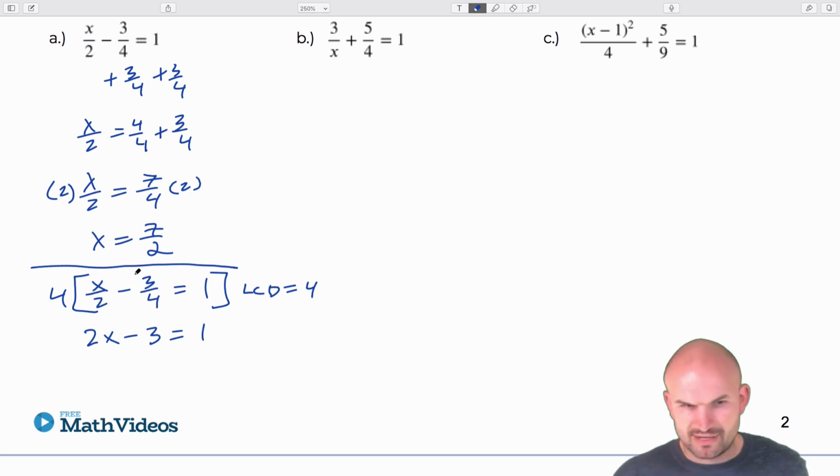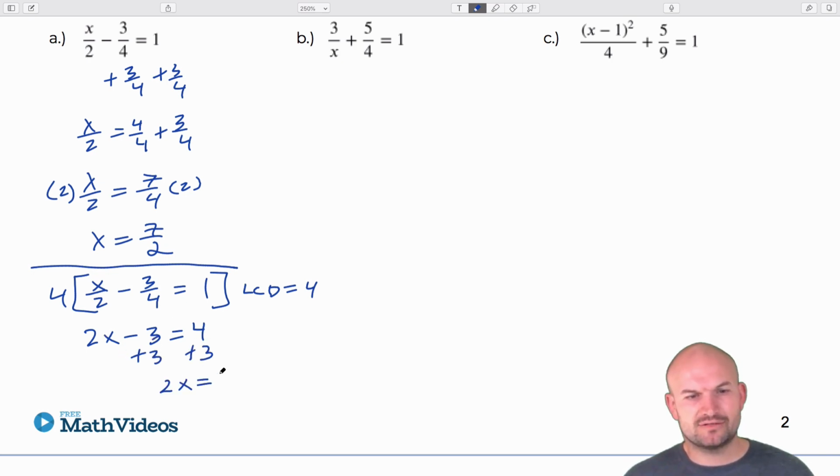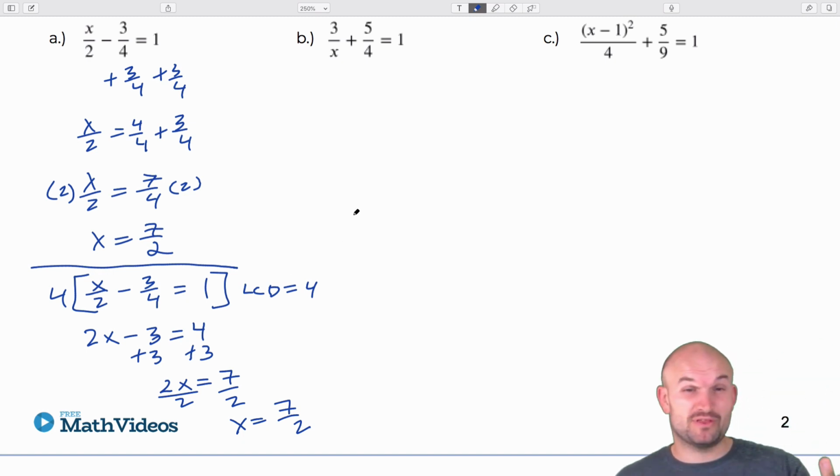Uh-oh, what happened here? Why am I not getting the same answer? That's 3/4 plus 3/4. Oh, that's a 7/4, yes. So that's a 2x. Oh, that becomes 4. Sorry. I was wondering what the heck happened here. So if I add 3, then I have 2x is equal to 7. Divide by 2, x equals 7/2. Okay, so I kind of prefer that method as well.